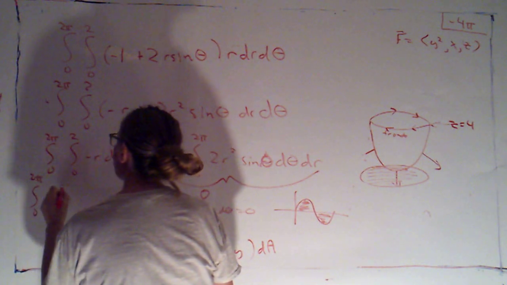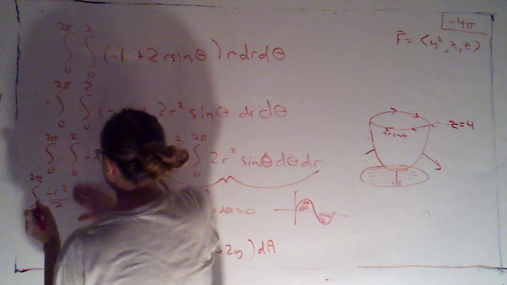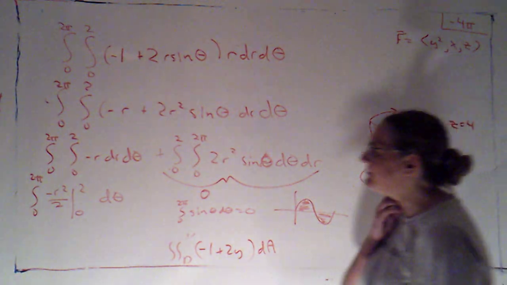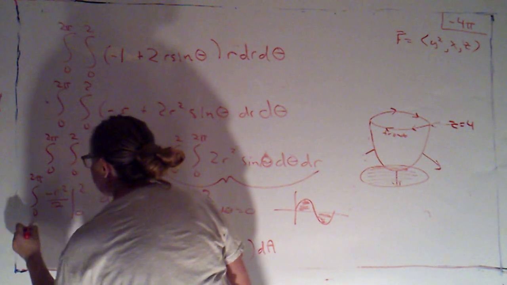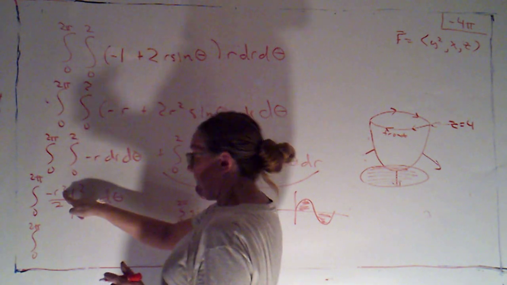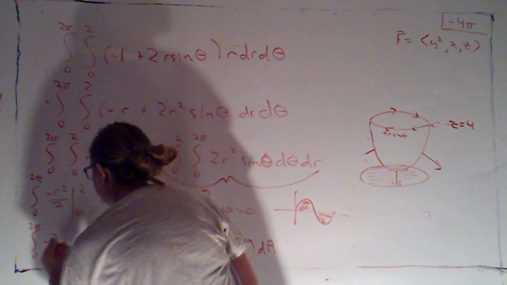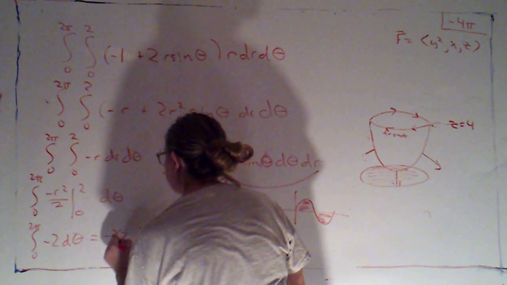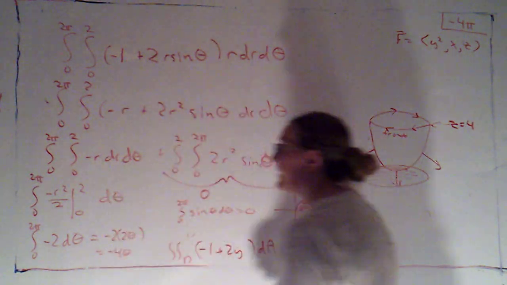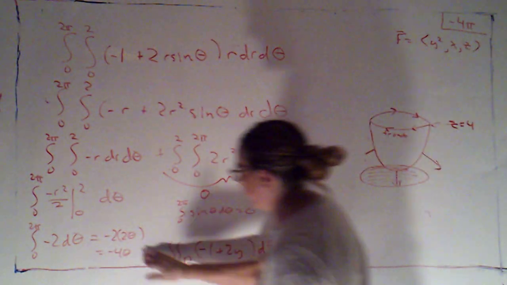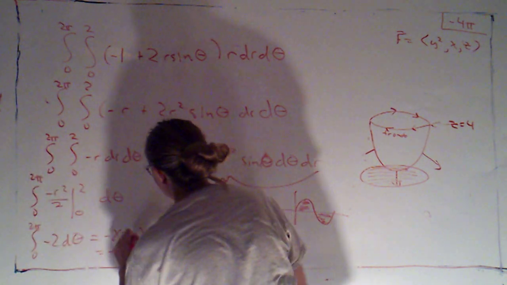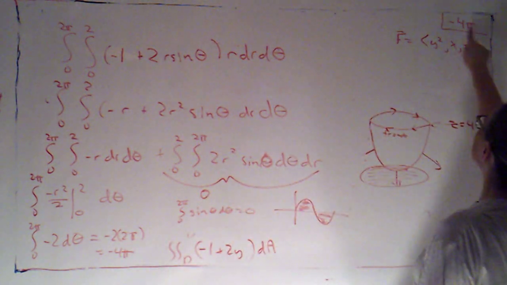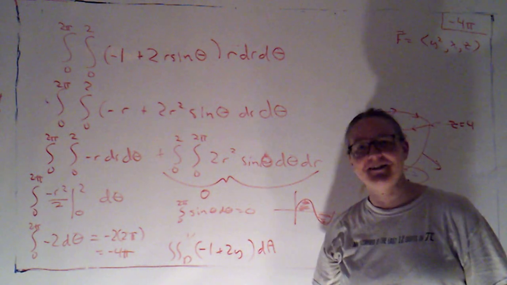This is going to become negative r squared over 2, evaluated between 2 and 0. And then we've got to integrate still d theta. Okay. So that's going to be integral from 0 to 2 pi. 2 squared is 4, so I'll have negative 4 halves, which is negative 2 d theta. And when I integrate a constant, I get that constant times the length of the interval. So that's negative 4 theta. I'm sorry, not negative 4 theta. The length of the interval is 2 pi, not 2 theta. Oh, good grief. So that's negative 4 pi, which makes me feel very good because that's what we got when we did it as a line integral.